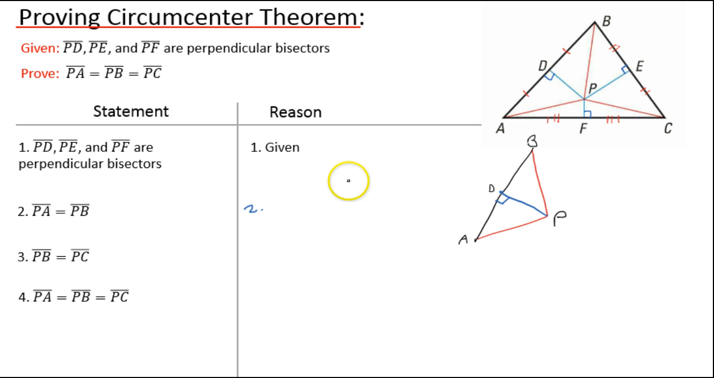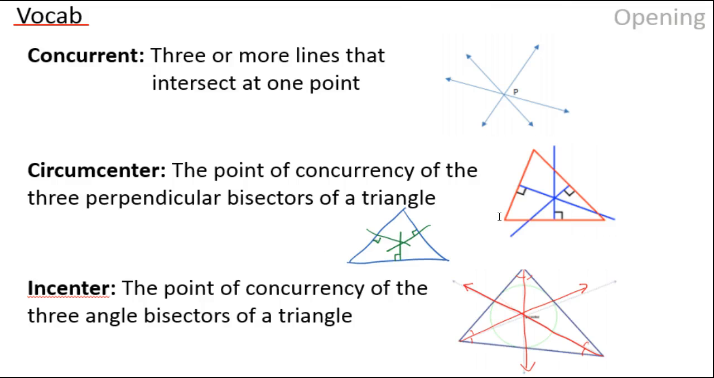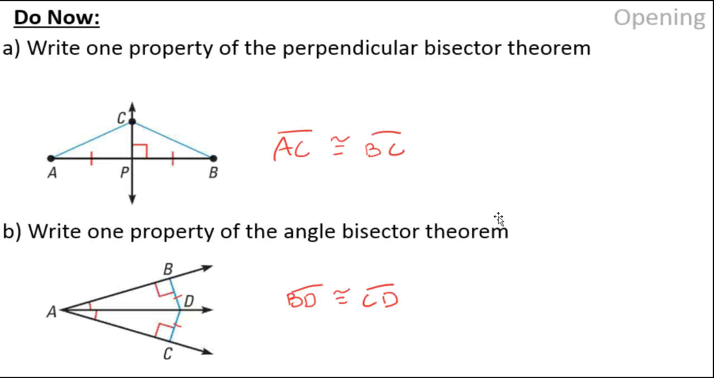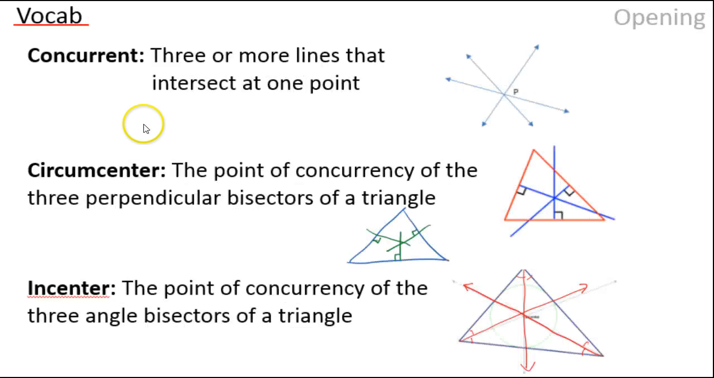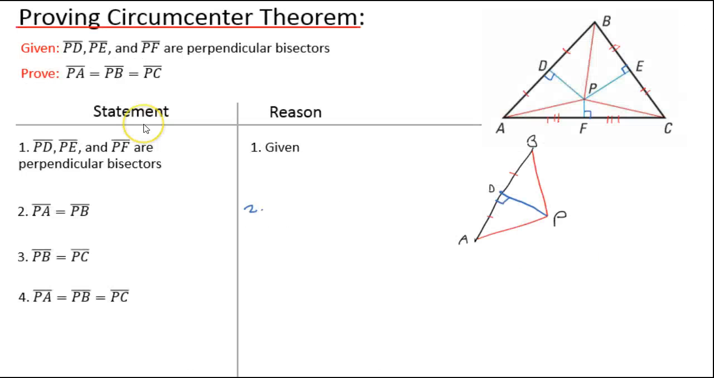So I'm making a comparison between PA and PB. Well, I also know that these things are perpendicular. And if we go all the way back to our first slide where we defined properties of the perpendicular bisector, one of the major properties was that AC was congruent to BC, meaning the sides of my triangles were meant to be congruent. So we're going to use this property in our proof.